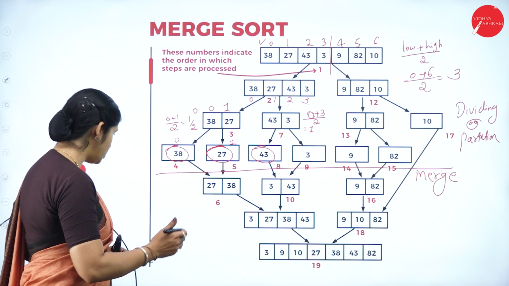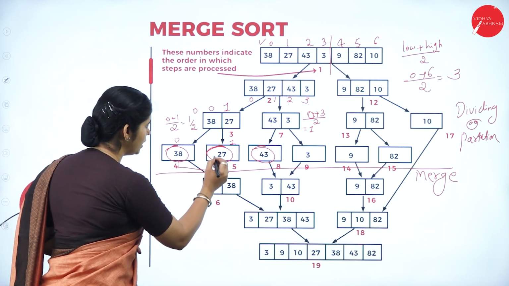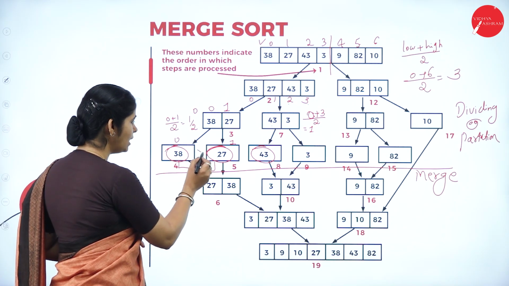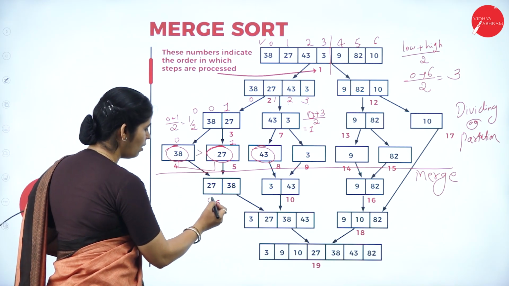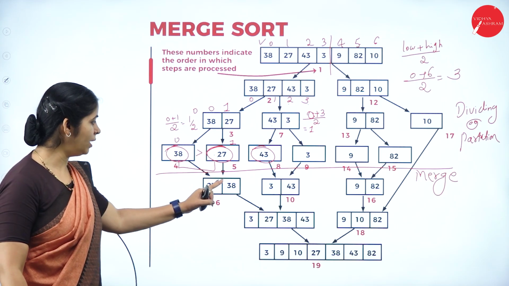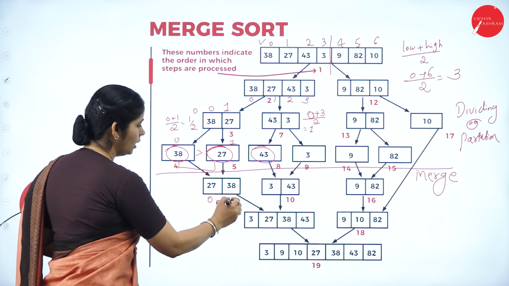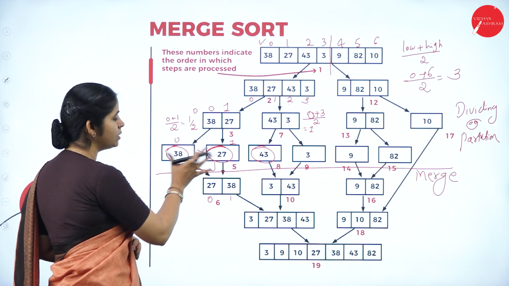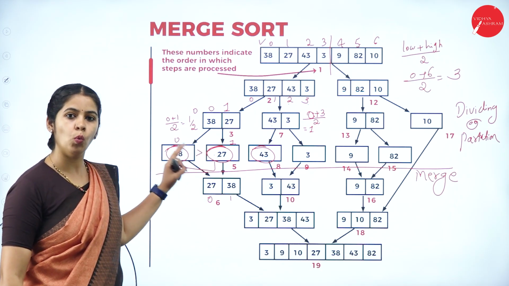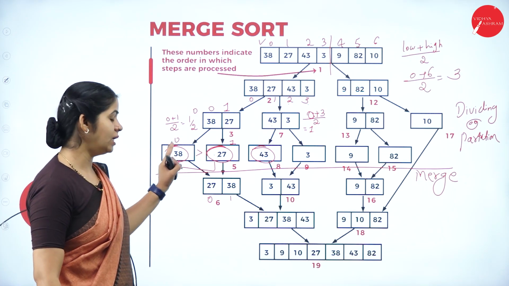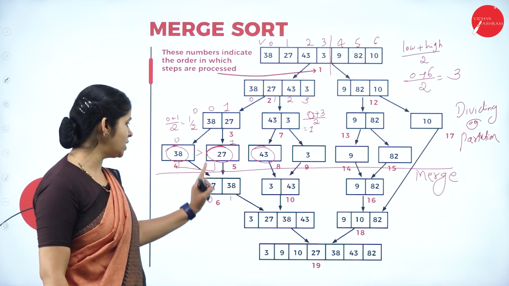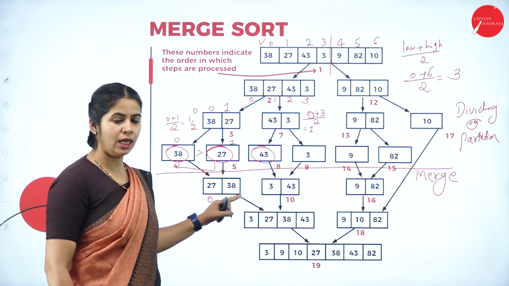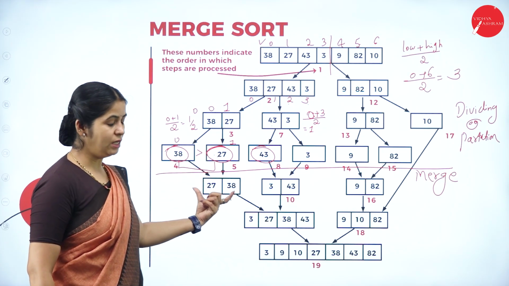During the merge process, what am I doing? I am comparing these two elements, right? Whichever element is lesser will be put in the first index. Whichever element is greater will be put here in the second index. So we are swapping the elements depending on the element weight. 38 is greater than 27, so 27 has to be put in the first place and 38 has to be put in the second place. We are swapping the elements here.